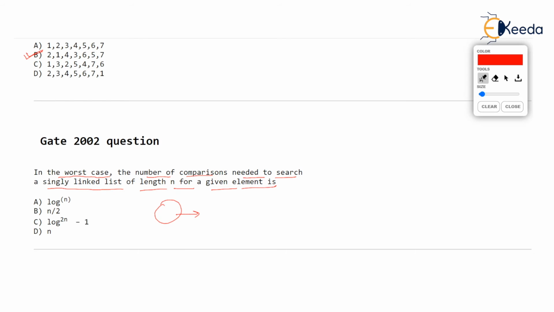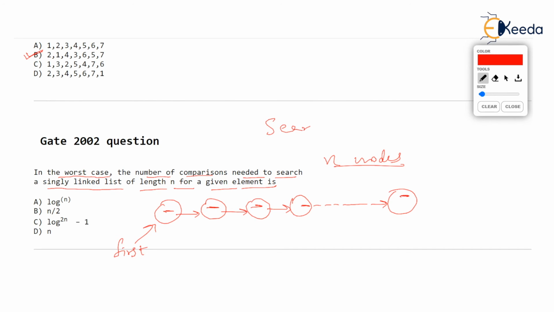Just imagine that we have got some nodes. It's a singly linked list, and the number of nodes is n. There are n nodes. Now you know each node stores some value. And we have a pointer like first or head pointing to the very first node. Now suppose somebody asks us to search some value in this list, let's say some value x. The question is to search value x in the list.